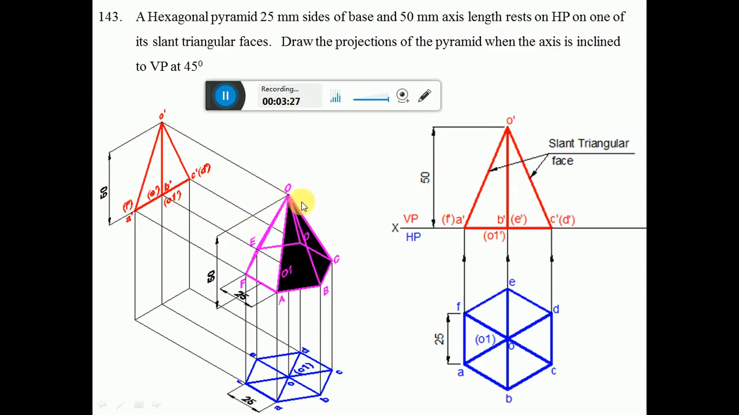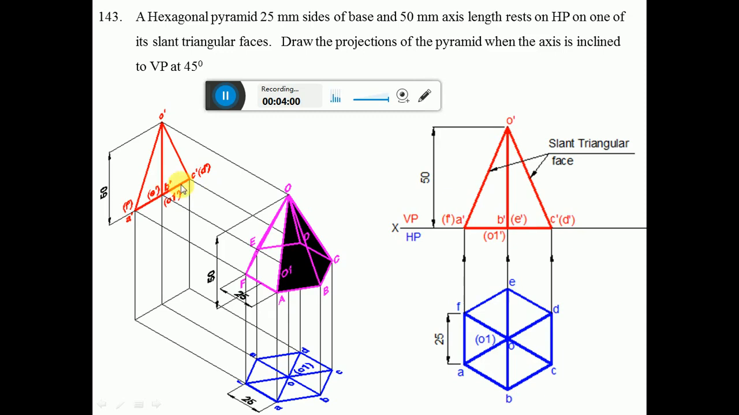Since the pyramid is joined between O, the apex, and the extreme corner A, O dash is visible and A dash is visible, so you dark that line. Similarly, O dash is visible and B dash is visible, so you dark that line. Then O dash and C dash are visible, so you dark that line. Similarly, A dash to B dash is visible, so you join here, and B dash to C dash you join here.